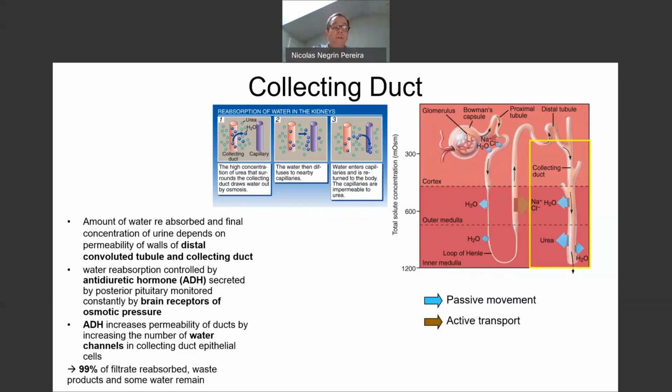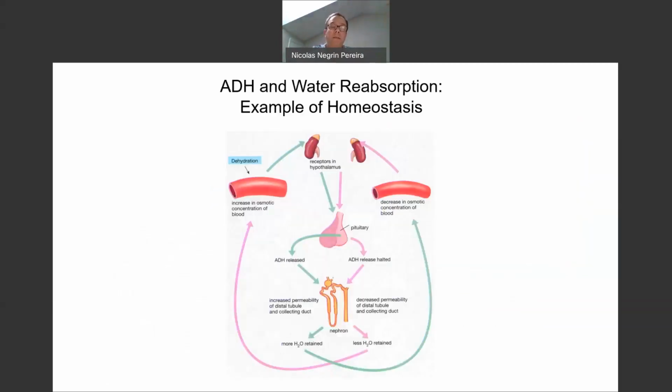So 99% of the filtrate is reabsorbed, as well as some of the waste products, and some of the water remains, which of course is going to constitute the volume of the urine formed. And this is the homeostasis, or the control of the water reabsorption by ADH.